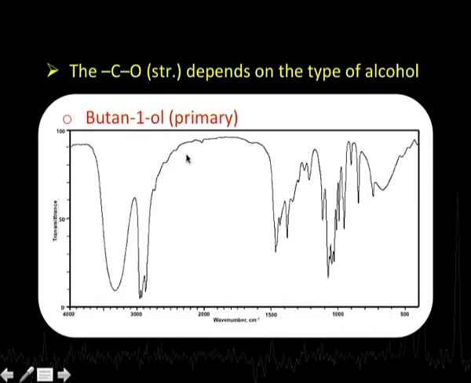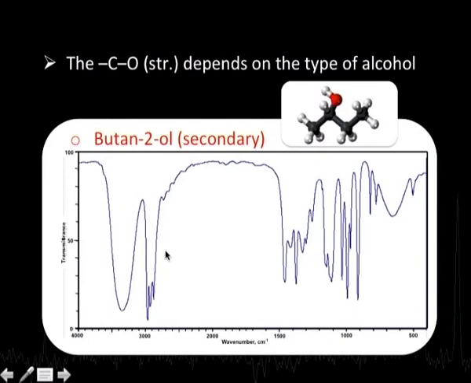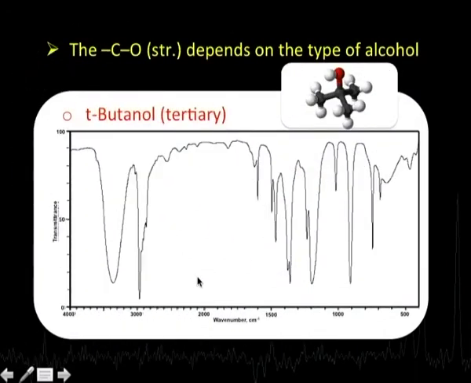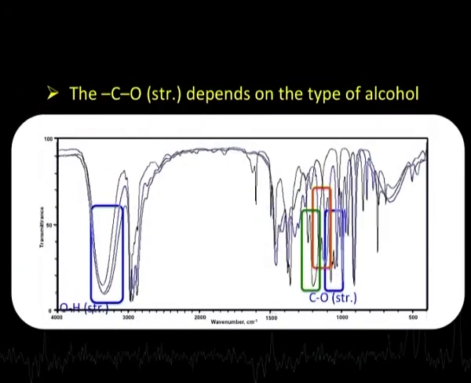Let us look at it. This is the butan-1-ol spectrum, that is the primary alcohol. In this case, we find that the CO stretching frequency is somewhere here. Now, if I move on to secondary butanol, the frequency has shifted to a slightly higher value. And if I move on to the tertiary system, we find that it is at a still higher value. I have not given the numbers here, but what we can see is that there is a shift in the vibration frequency.